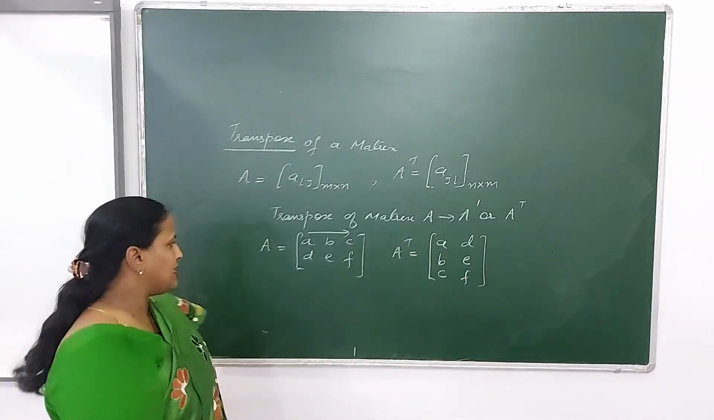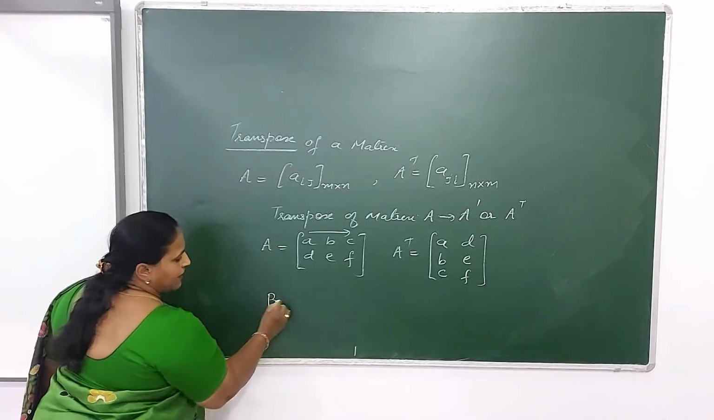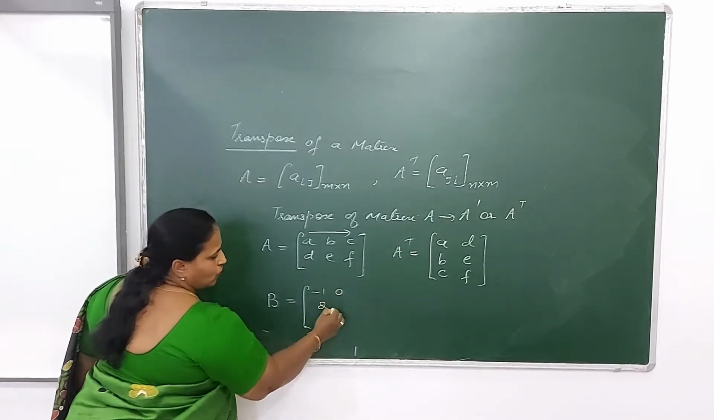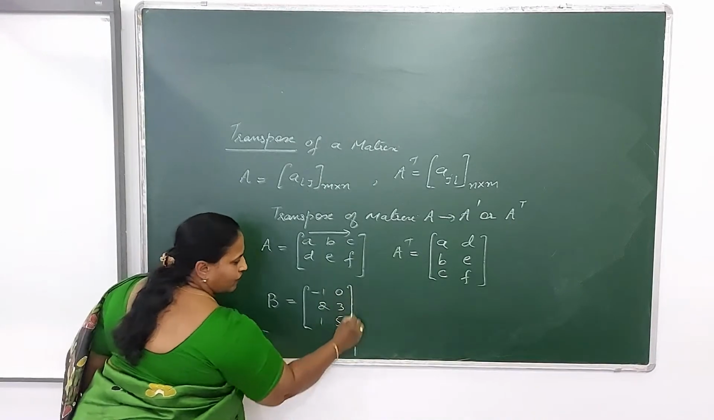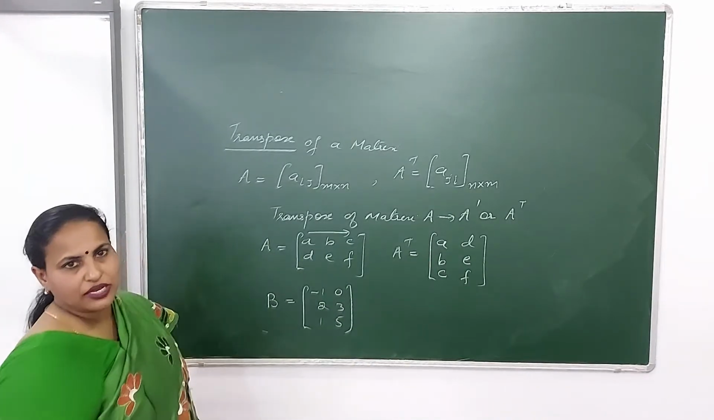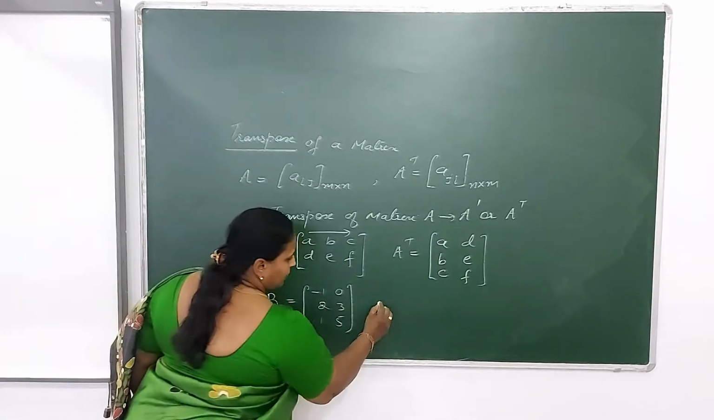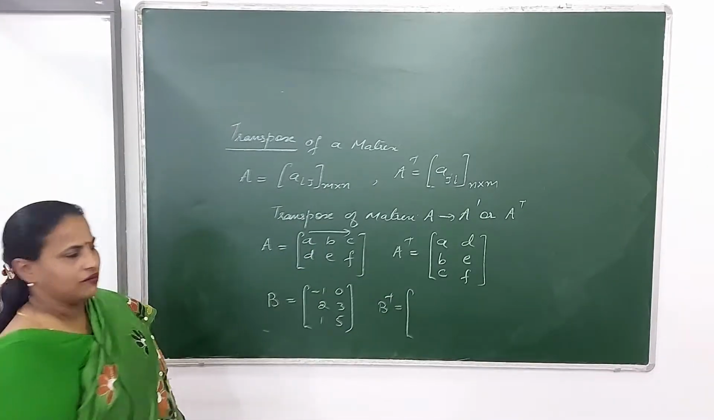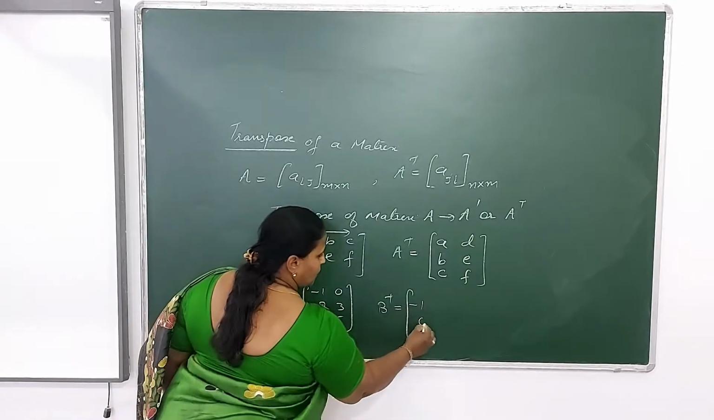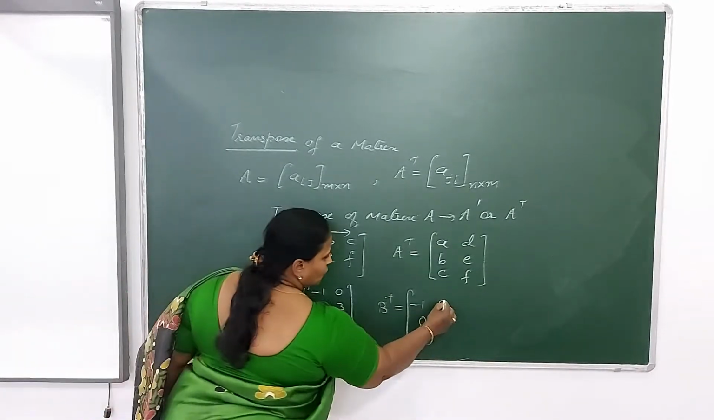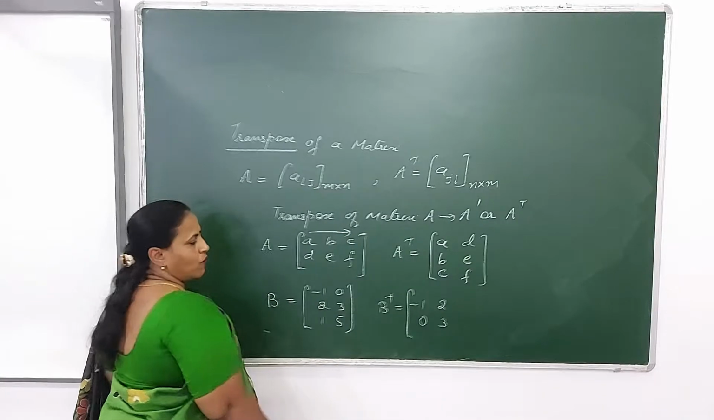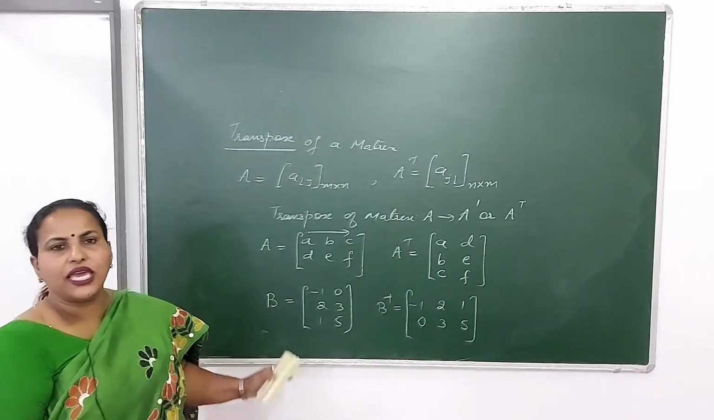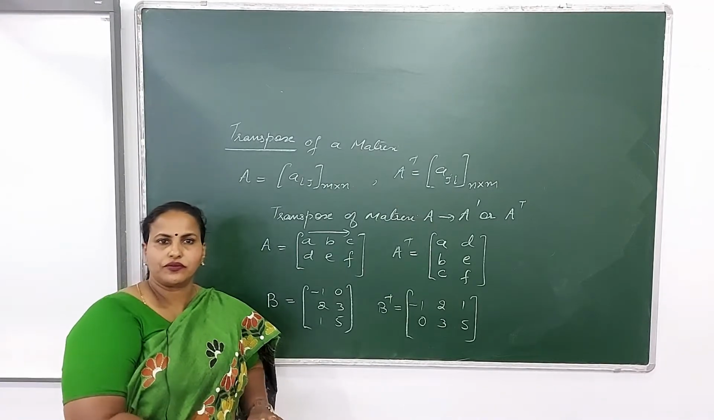Okay, let us take one more example. Let B matrix be -1 0 2 3 1 5. What about the transpose of this matrix? So B transpose will be, the first row make it as first column. So it's 1 0 2 3 1 5. So this is B transpose.